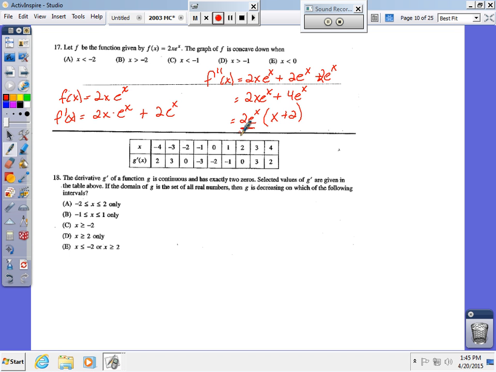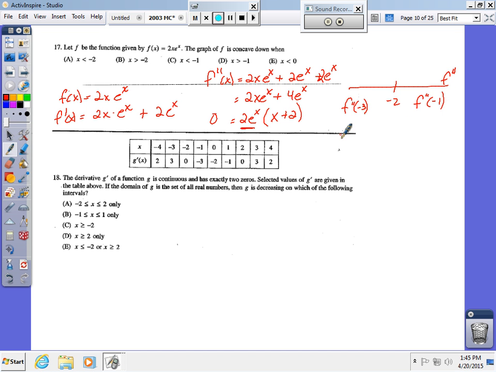This out here can never be equal to 0 when I set that equal to 0, because I have an e raised to a power. So the point I'm going to check is negative 2 in the second derivative. So I'll do f double prime of negative 3 and f double prime of negative 1.